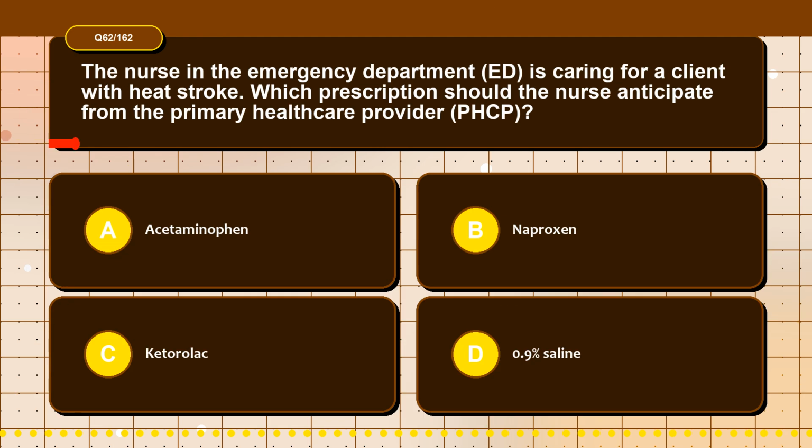Question 62. The nurse in the emergency department (ED) is caring for a client with heat stroke. Which prescription should the nurse anticipate from the primary healthcare provider (PHCP)? Option A: acetaminophen. Option B: naproxen. Option C: ketorolac. Option D: 0.9% saline.